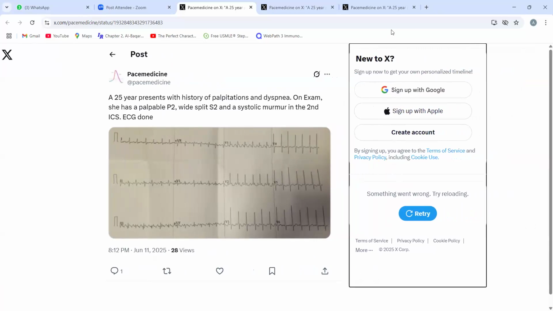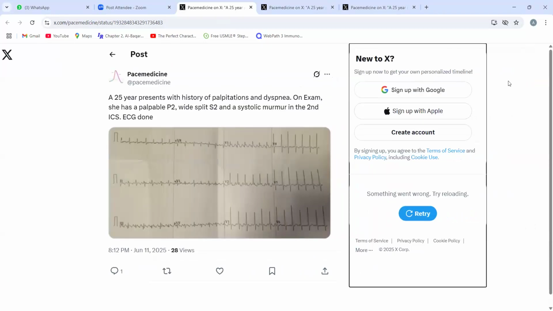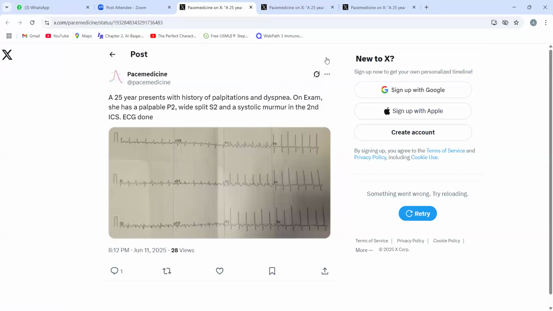So what do you guys think of the question? The diagnosis. What is the diagnosis? Is it an ASD? Yes, the diagnosis is an ASD with pulmonary hypertension because of the systolic murmur in the second ICS and a palpable P2. But what about the ECG diagnosis?